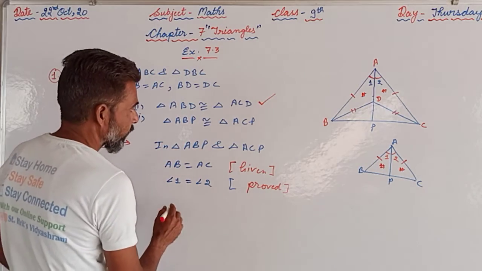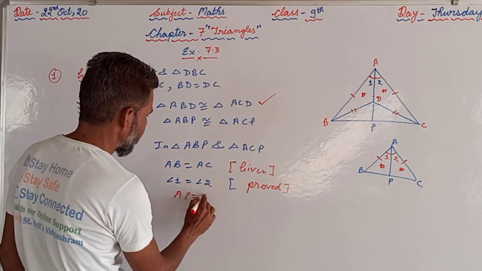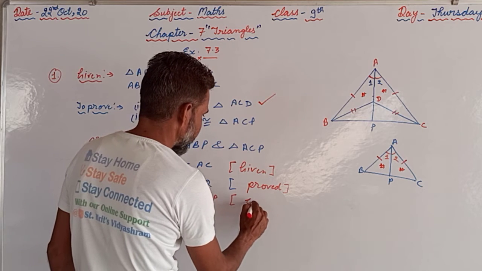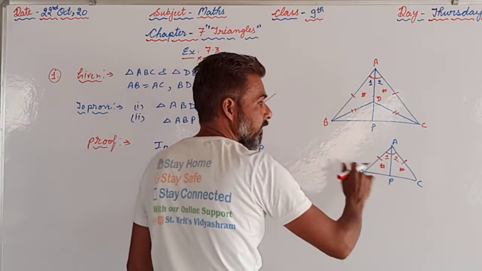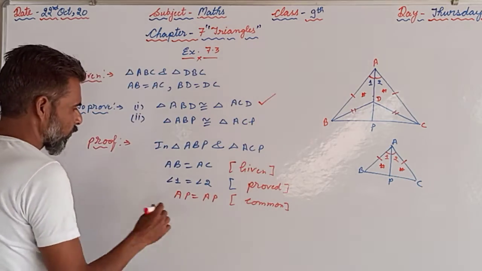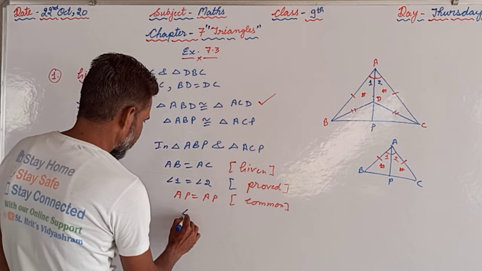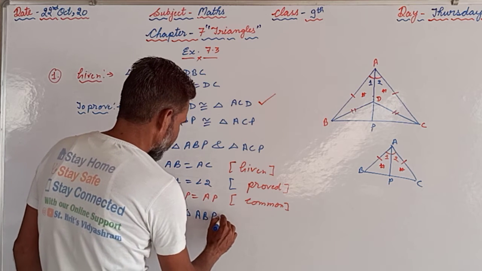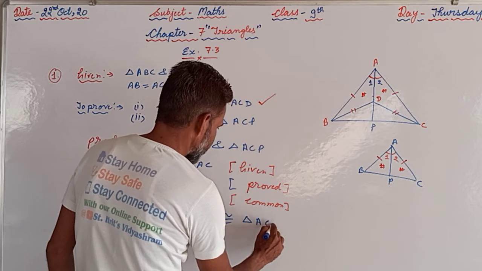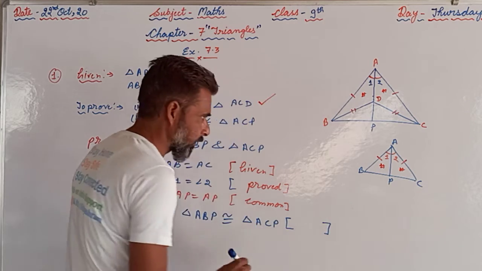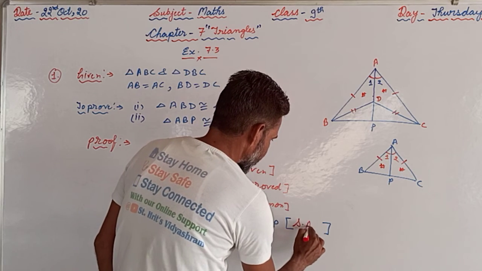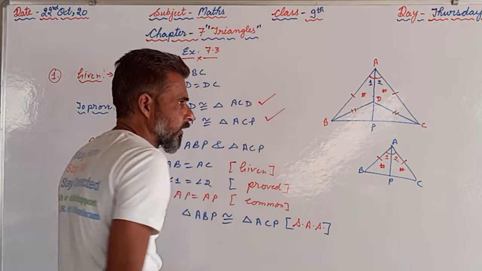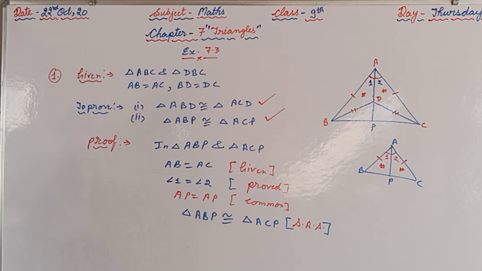At the same time, AP is equal to AP, that is common, because AP is there in this triangle as well as this triangle. So now we have the three parts. So we can say now that triangle ABP is congruent to triangle ACP. Now we are supposed to select the criterion. The criterion is side, angle, side. So the second part is also completed. Now the third part is there.